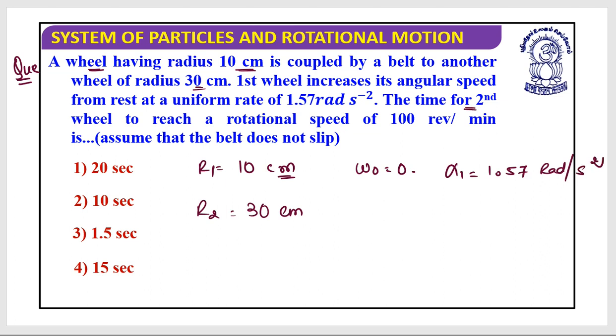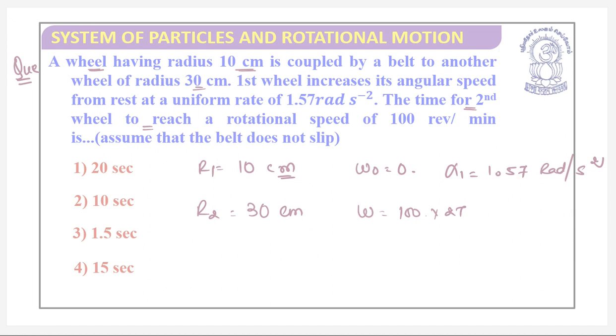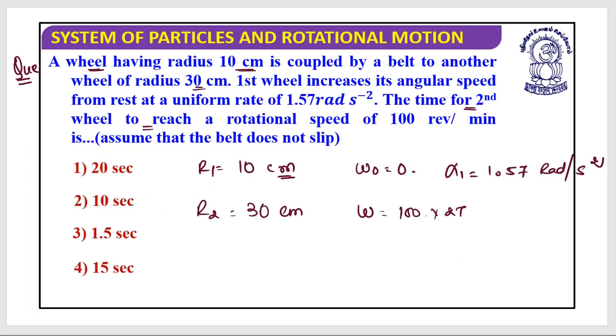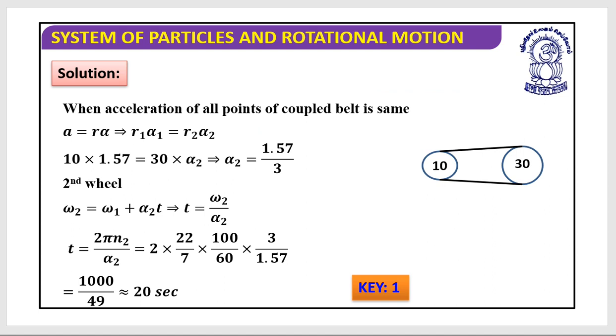The time for the second wheel to reach a rotational speed, the final speed of this wheel, is 100 revolution per minute, so it's 2 pi by 60 radian per second. This time is required. Okay, so what can we do in this situation? I hope you understand. Let's look at this.